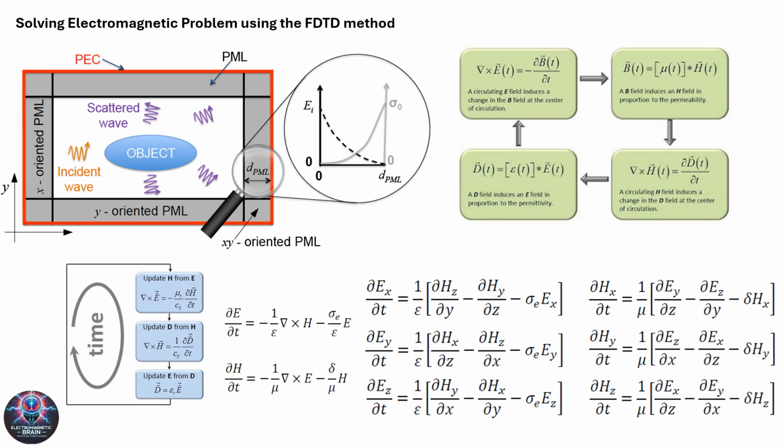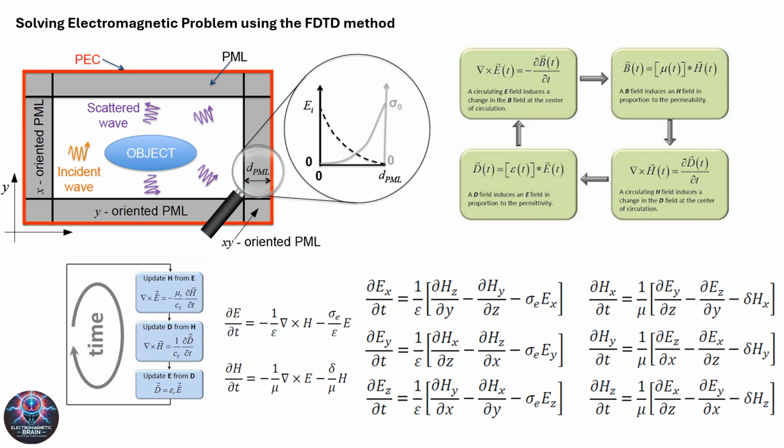The outer boundary of the simulation domain is marked as a perfect electric conductor, PEC, which acts as a reflective surface in some FDTD simulations. In this context, the PEC boundary ensures that no energy escapes the simulation domain except through the PMLs, further enhancing the accuracy of the wave interactions being modeled within the domain.